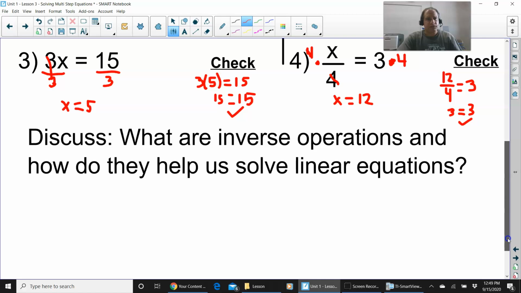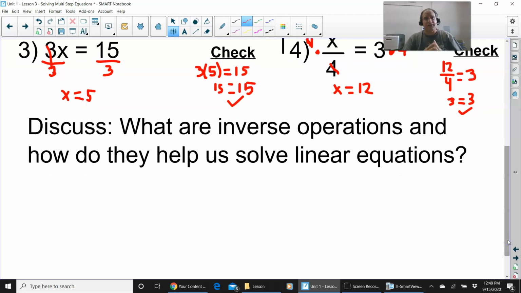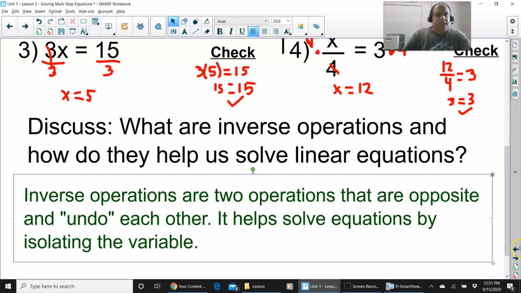All right, so discuss what are the inverse operations. What are inverse operations, and how do they help us solve linear equations? Go ahead and try to answer that. Put what you think inverse operations are and how they help solve linear equations. Go ahead, put that down, press pause now. So hopefully you were able to answer that, and if not, we'll go over it right now.